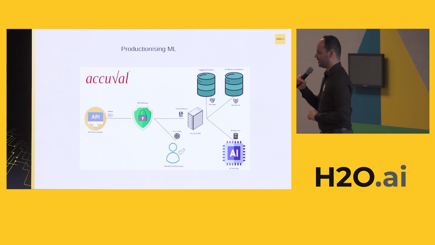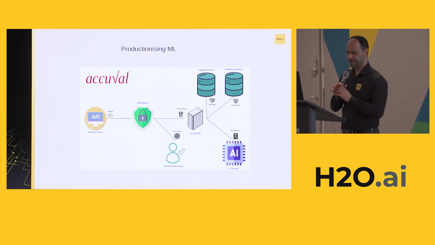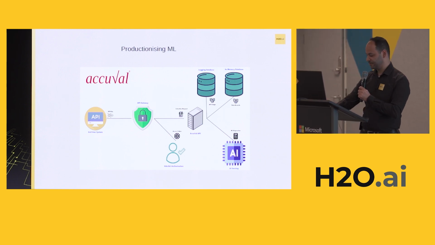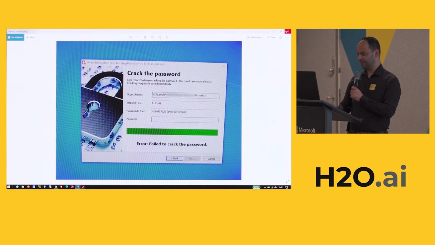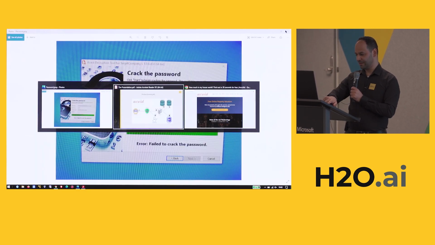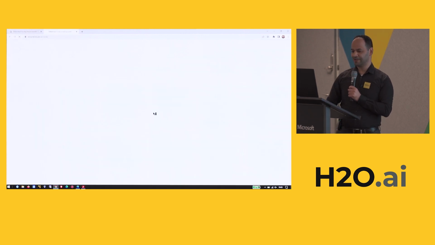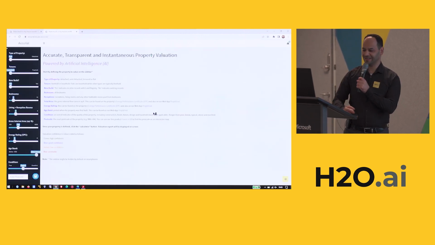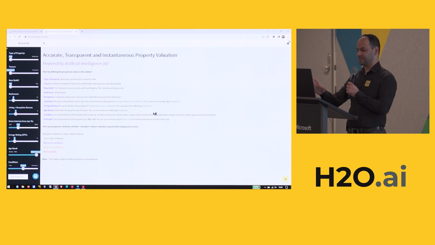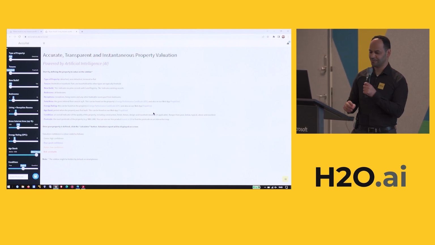Now, this is an API thing, so it might be a little bit boring, but I have something more exciting. Hopefully, it's going to work without a hitch. And we can do this online now. We can value a property interactively. So this is, by the way, a beta version of AccuVal, the valuation platform.